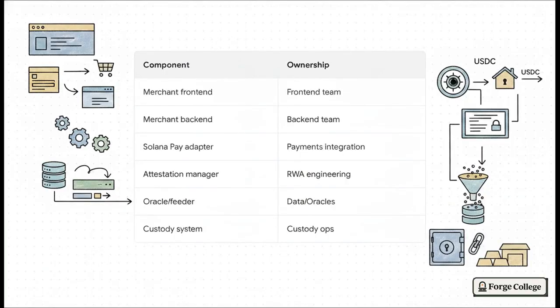Now, what's really interesting about this setup is the clean separation of responsibilities across our entire factory floor. It's beautifully compartmentalized, right? You've got the front-end team handling the merchant UI, making sure the user experience is totally flawless. The back-end team is on order management and internal plumbing. Your payments integration folks are zeroed in purely on the Solana Pay adapter to catch those rapid USDC transfers. Then, for the heavy lifting, RWA engineering handles the attestation manager. Data teams run the Oracle feeder, and custody operations track the actual physical assets off-chain in the real world. By treating each part as its own independent Lego brick, your teams can build, test, and deploy in parallel without ever stepping on each other's toes.